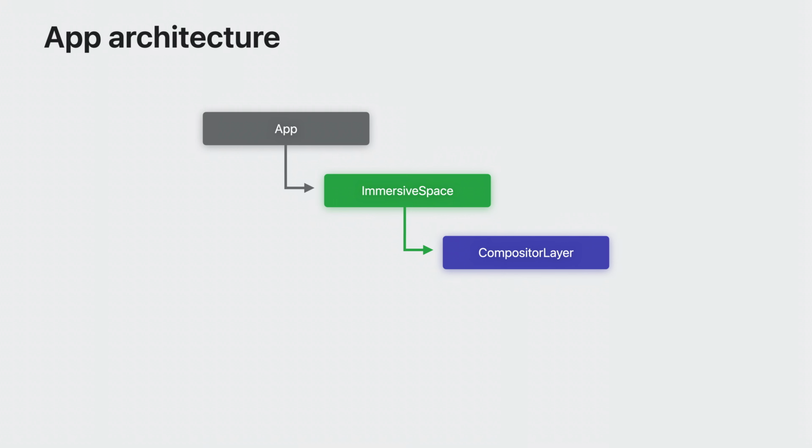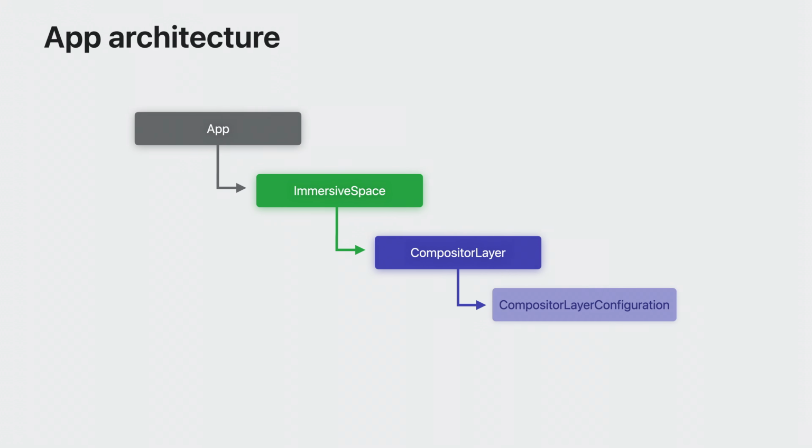To create a CompositorLayer, you will need to provide two parameters. The first one is the CompositorLayerConfiguration protocol. This protocol defines the behavior and capabilities of your rendering session. The second is the LayerRenderer. This is the interface to the layer rendering session. Your application will use this object to schedule and render new frames.